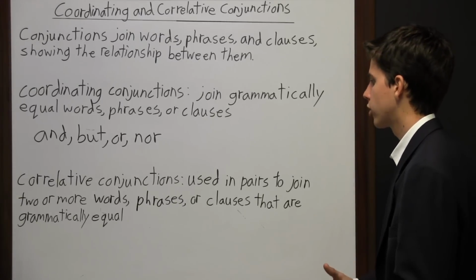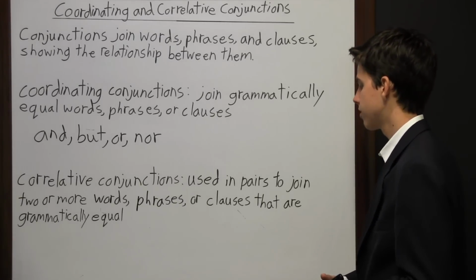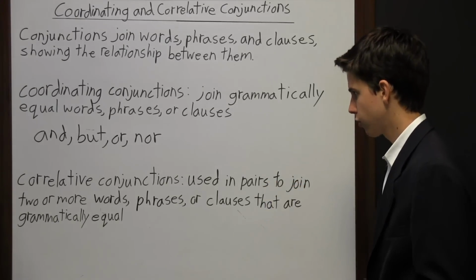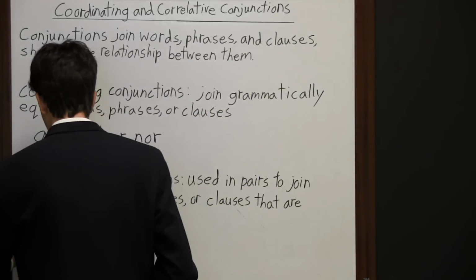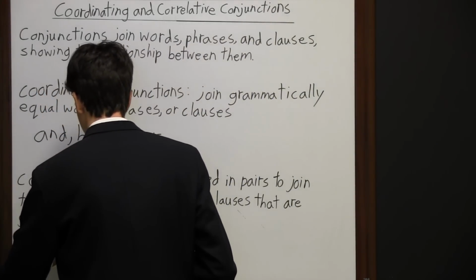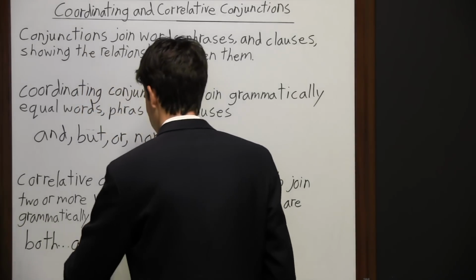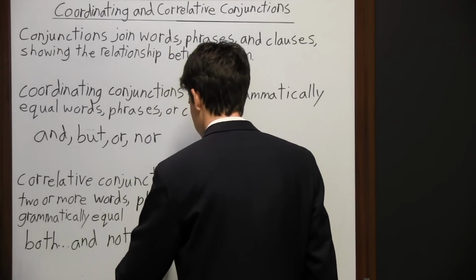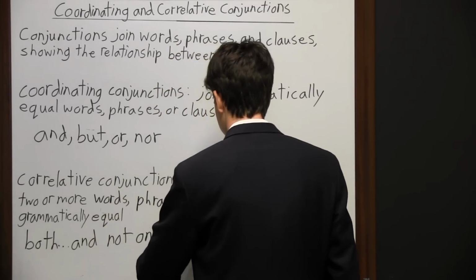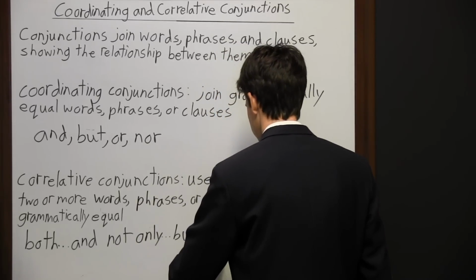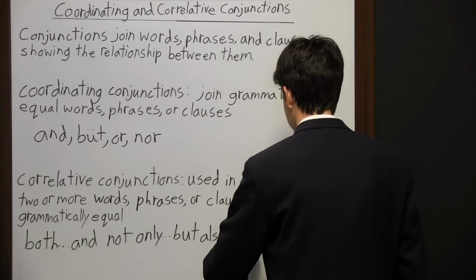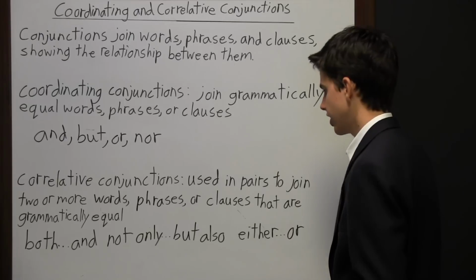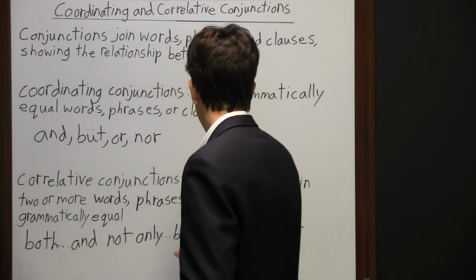Well, we still are talking about grammatically equal words, phrases, or clauses, but this time we're talking about them being used in pairs. So some examples of correlative conjunctions are both paired with and, not only paired with but also, and then either paired with or. So notice each time I have 3 dots in between the 2 conjunctions.